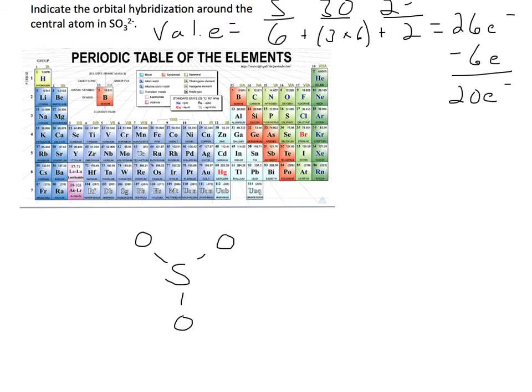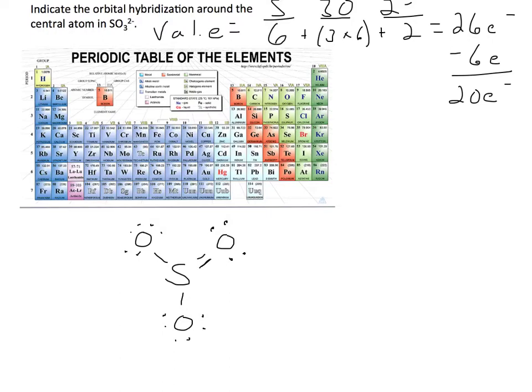Now we can go ahead and satisfy the octet for each of these oxygens. So we can put 6 around each. The one thing we notice is that sulfur is going to be a few short, but if we go ahead and draw in these 6, what we notice is sulfur still doesn't have an octet. So we know that we need at least one of these to be donated in to make a double bond.